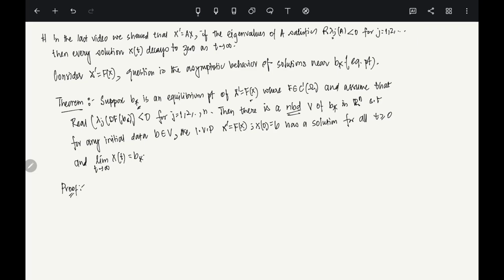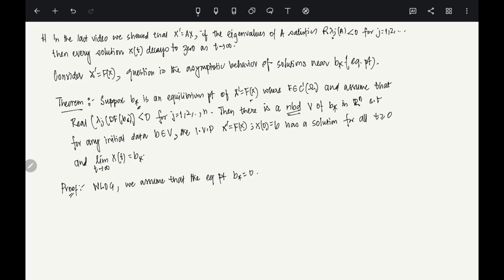Okay, so what we are going to do is start with a translation. Here I started with b star as the equilibrium point. You can also choose it to be 0. It's not a problem, right? So without loss of generality, we assume that the equilibrium point b star is 0. If it is not 0, you just translate everything in Rn. It's not a problem, right?